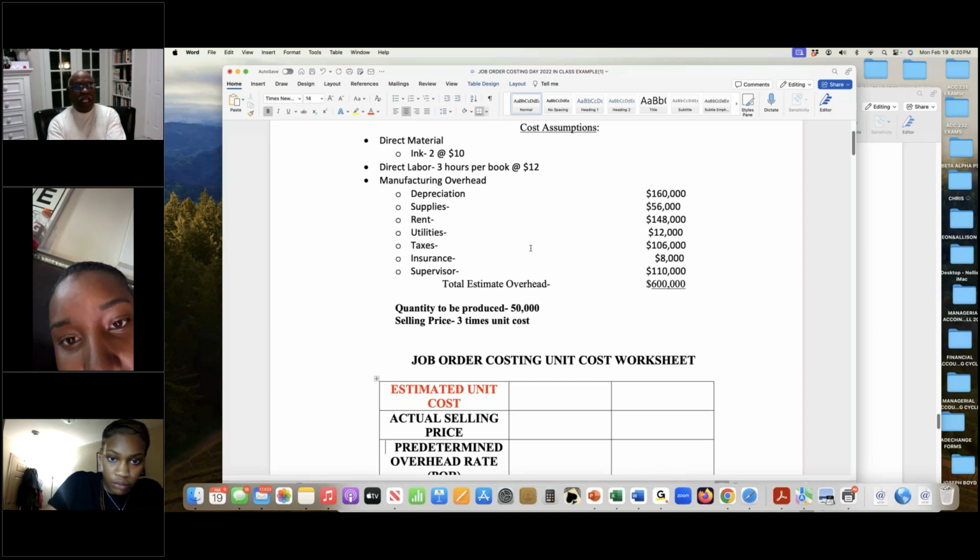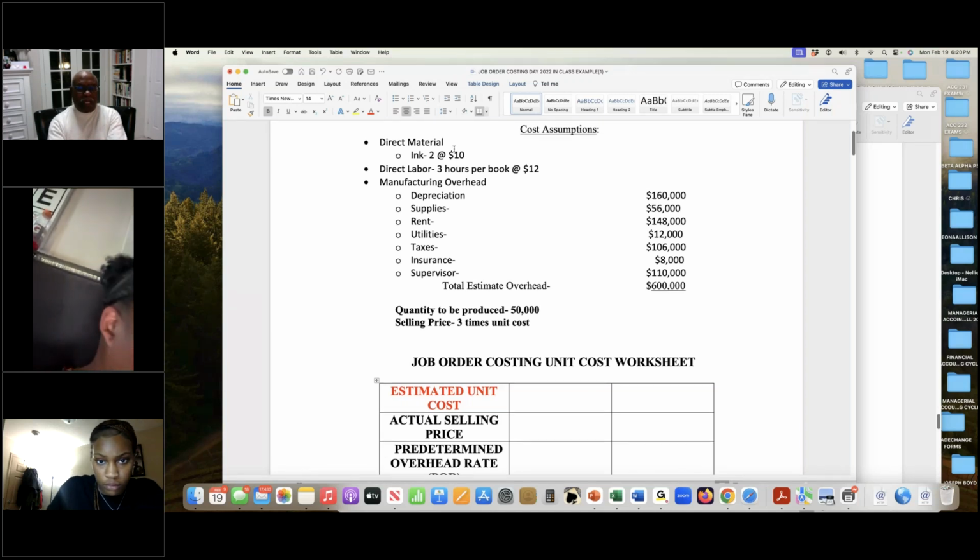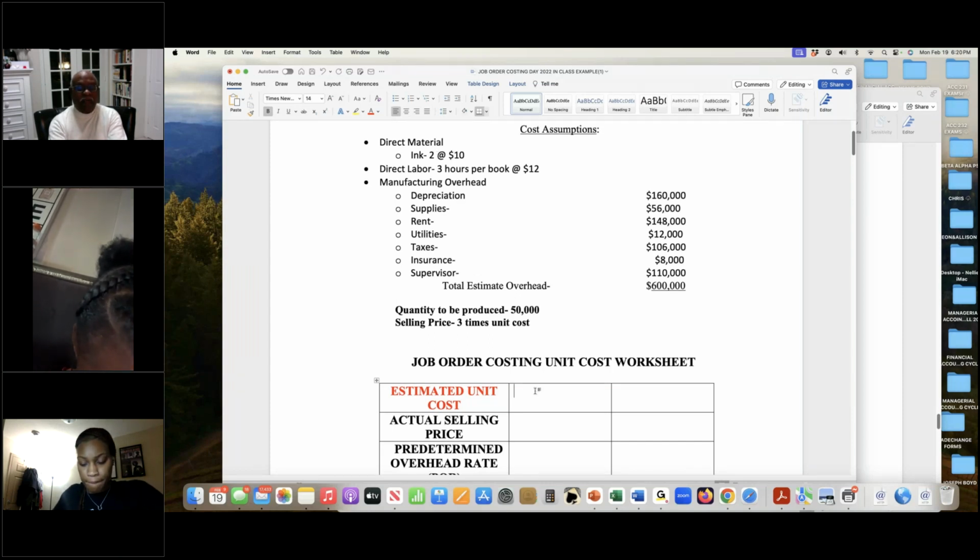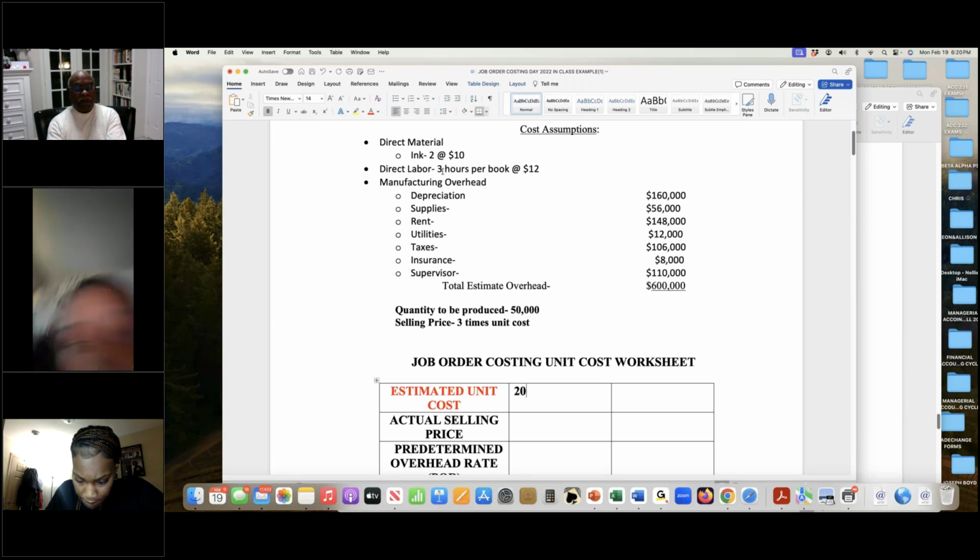We only have one, ink, 2 at 10. So when we look at ink, that cost is going to be $20. That's the ink. The labor was 3 hours times 12, so the labor is 36.